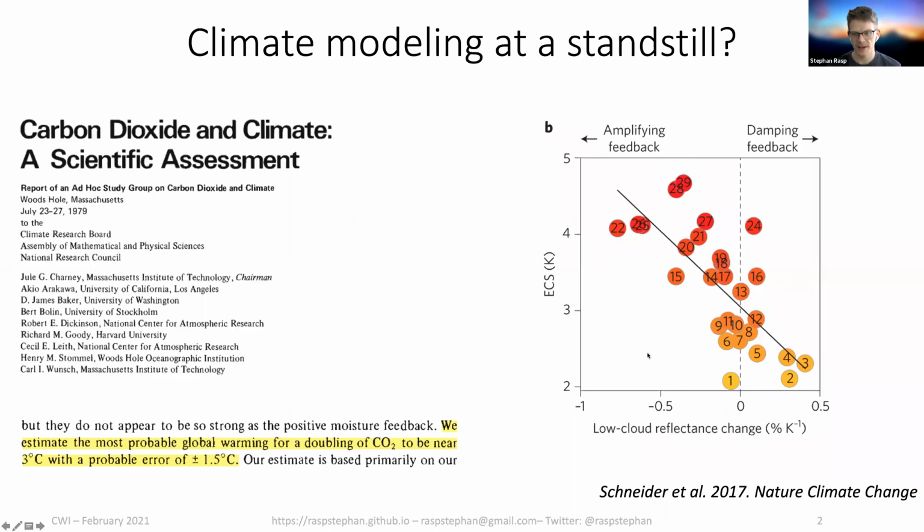The goal of climate modeling is essentially to build models that are as realistic as possible. And the idea is that as they get more realistic, they would converge more closely to the unknown ground truth. But this hasn't really happened so far.